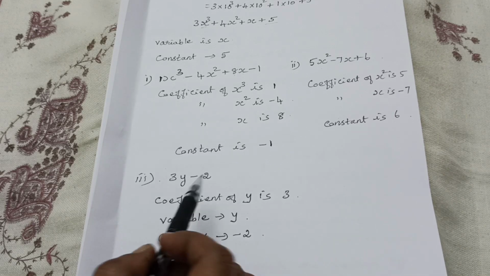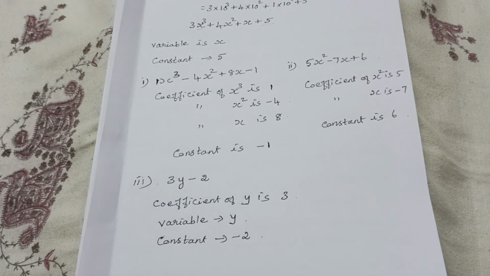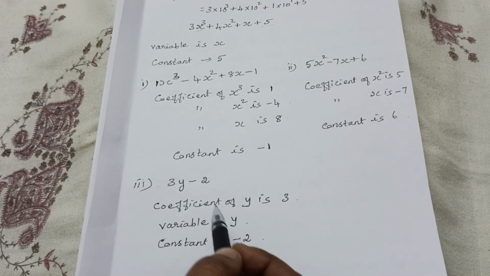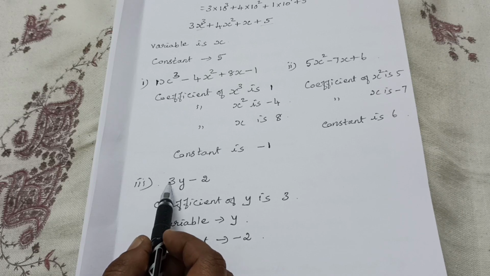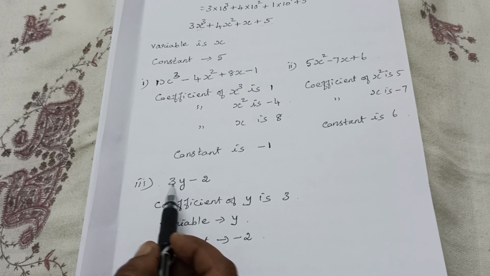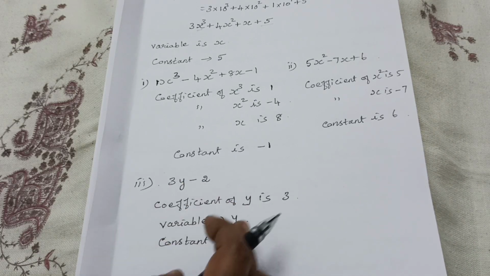Then which is the variable here? Y is the variable. Then constant is minus 2. Then the coefficient of y is 3, multiplied by this variable. This is the coefficient. Any doubt? Are you clear?